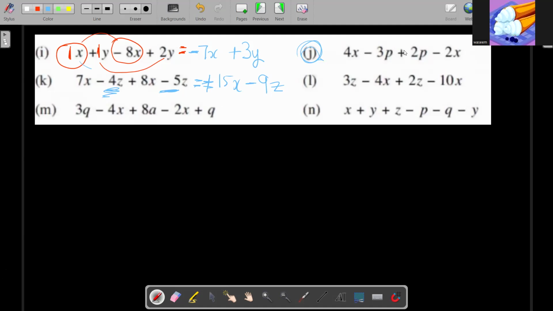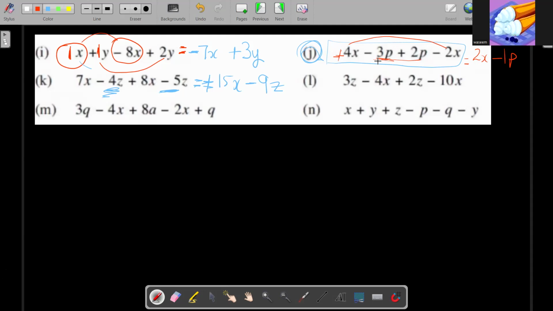Jamai, part G. So we have to do positive 4x minus 2x, which is 2x. And then you have negative 3p plus 2p, which is negative 1p. Excellent. So you apply the different signs law in both cases: subtract, keep the sign of the heavier one, or let's say the bigger one. Nice.